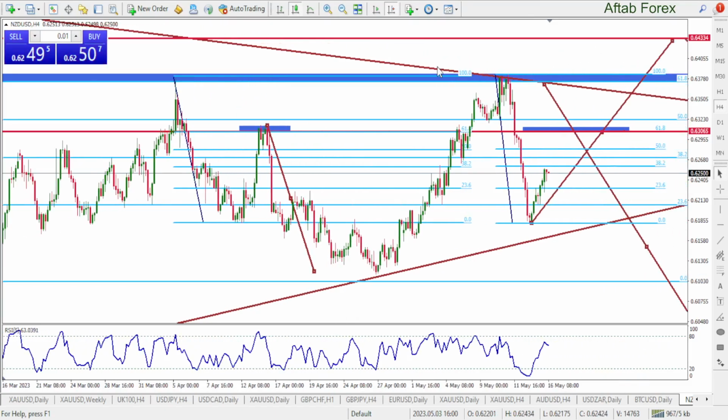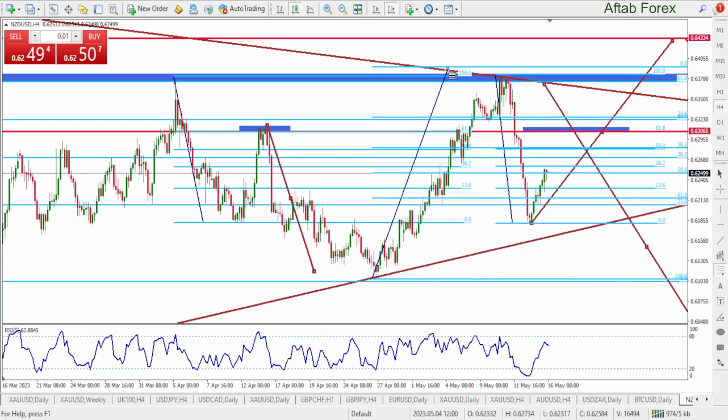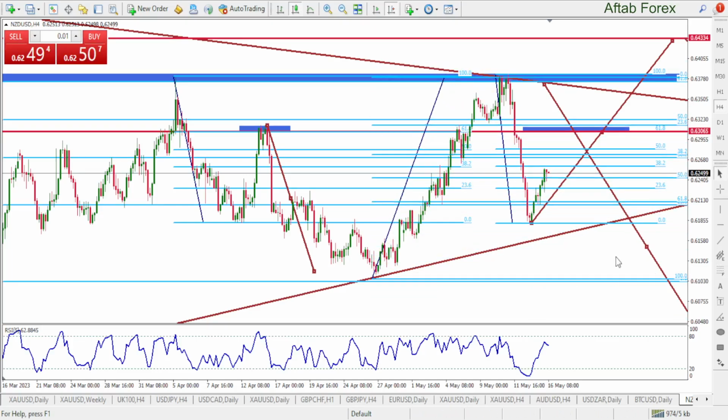So what's next? Obviously this impulsive wave has this correction. Let's have a look at it. Yes, we have got a break below 61.8. So yes, this sell trade is going to be very, very ideal from 0.63065. We have got a previous level as well right here.